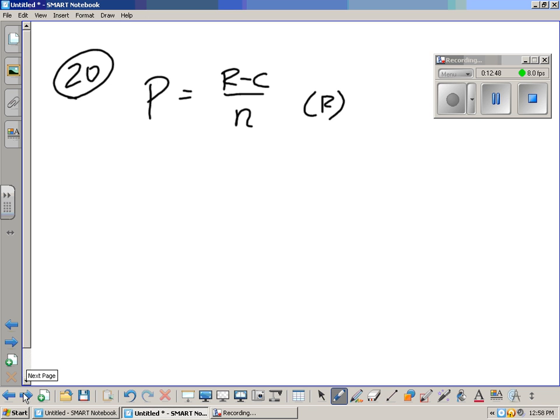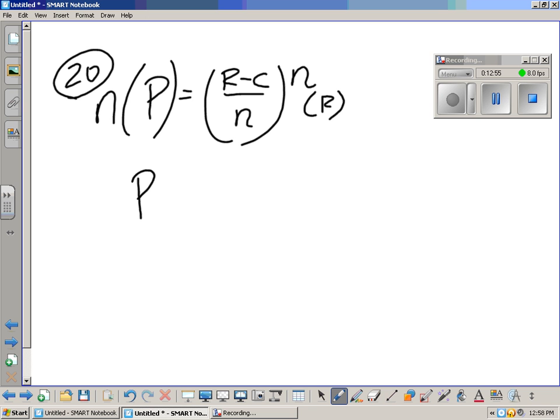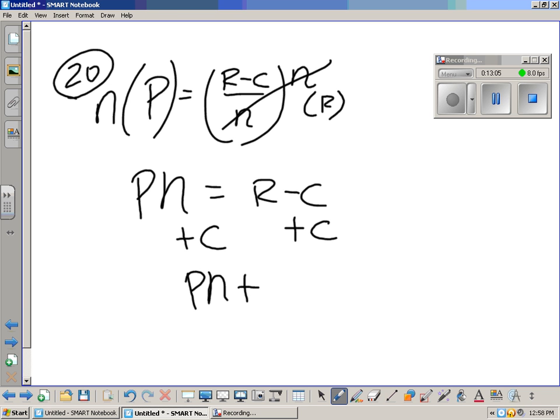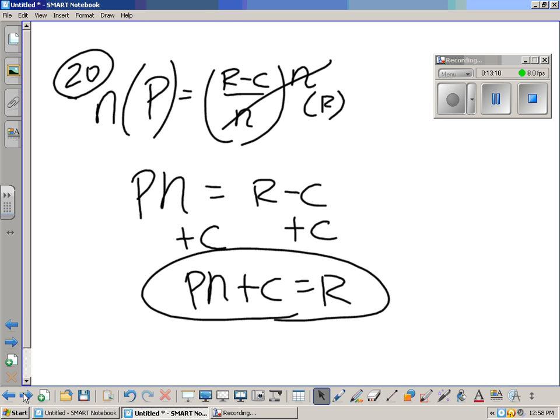And the final problem, number 20. I multiply both sides by n. N divided by n equals 1. 1 times r minus c is r minus c. And then I add c to both sides. So Pn plus c is equal to r. R equals Pn plus c. And that's all the problems.